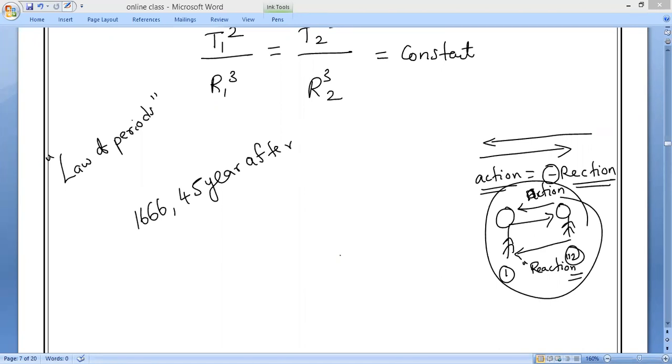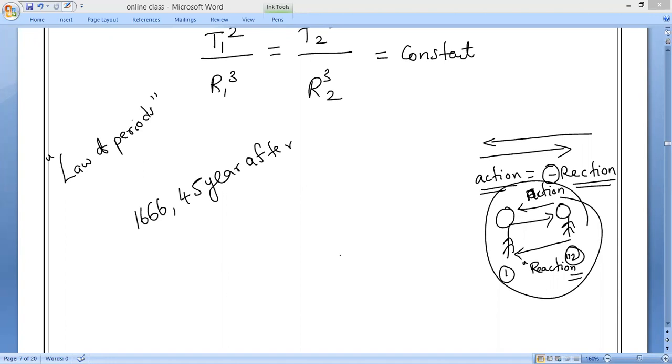After 45 years of Kepler's theories, Newton started studying planetary motion, and he used to try throwing a ball up. Whenever we throw a ball up, will it continuously fly away, or after traveling a certain distance will it fall back again? It will fall back again. So when we throw a ball up, it goes a certain distance upwards and falls down again.